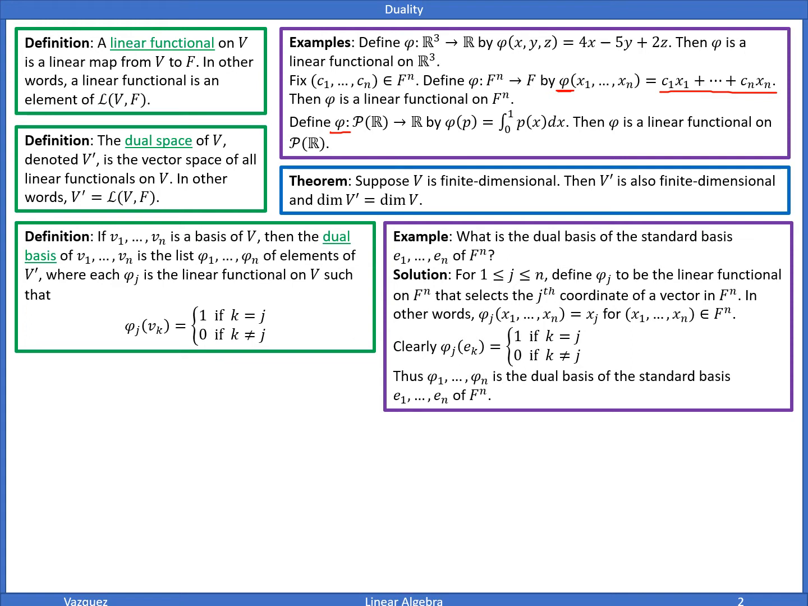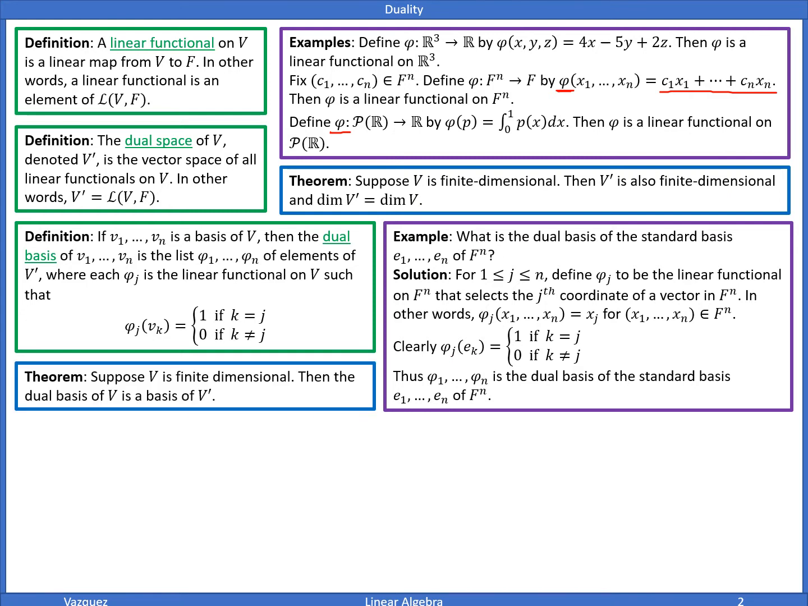So it's a simple way of defining what a dual basis is. So phi_1 to phi_n is a dual basis of the standard basis, and that's all it is, as long as this j and this k match up. So for example, phi_1, I'll draw it over here: phi_1 of (x_1, ..., x_n) will spit out x_1, and so on and so forth. So it's quite a simple way to define a dual basis.